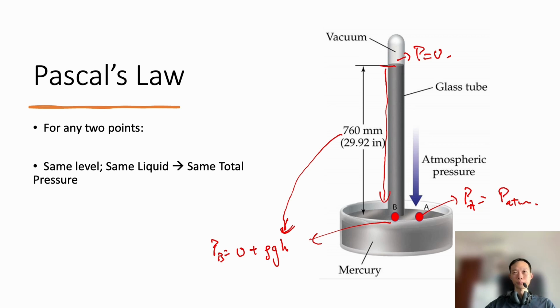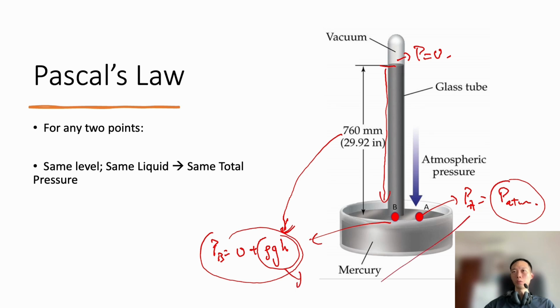Okay? So now, according to this rule number 2, which says that as long as we are in the same level, in the same liquid, same total pressure, then that means this atmospheric pressure must be equal to this rho g h. So you can combine these two into a single equation like this: rho g h equals atmospheric pressure. And this is the method that we will use to solve maybe like 80% of the pressure questions at O level.